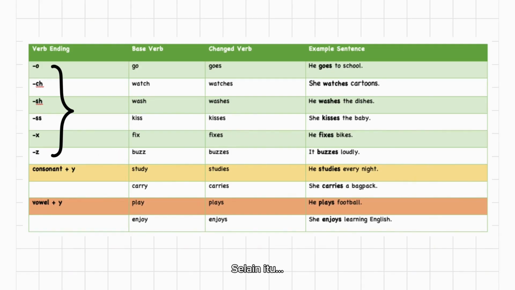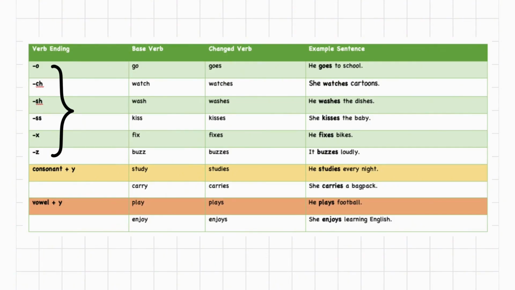In addition to that, verbs ending in Y follow a slightly different rule. If there's a consonant before the Y, we change the Y to I and add ES. For example, study, studies. He studies every night. Carry, carries. She carries a backpack.